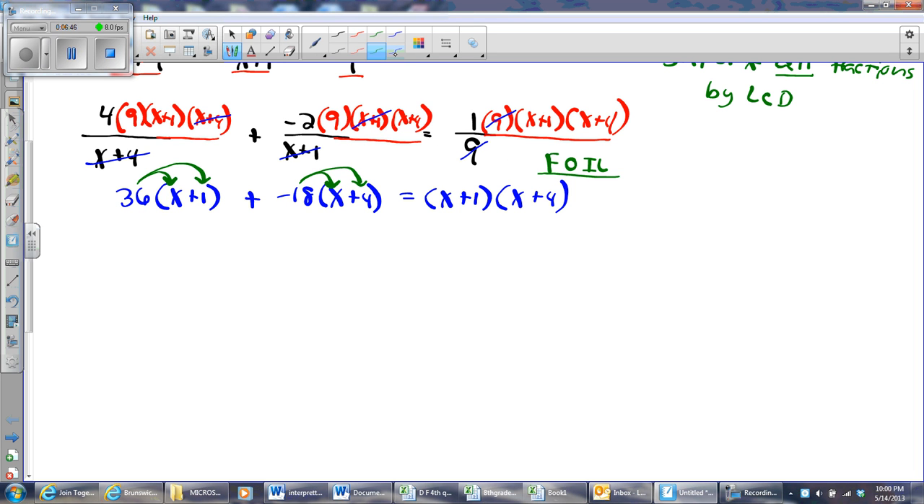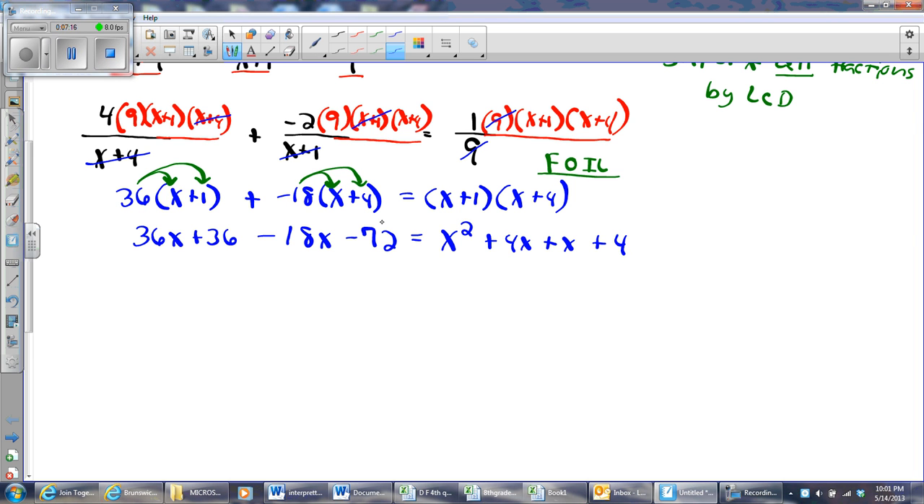All right, so I distribute this 36, and I'm going to get 36x plus 36. Then I'm going to distribute the -18 and get -18x and a -72. 18 times 4 is 72. On the right-hand side, I'm going to do my first, outer, inner, last. My firsts are going to give me x squared. My outers are going to give me plus 4x. My inners are going to give me plus x. And my lasts are going to give me plus 4.